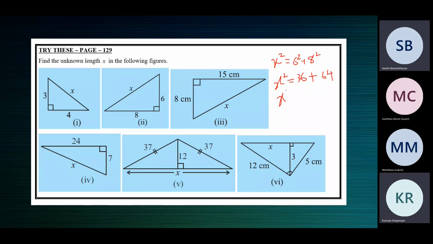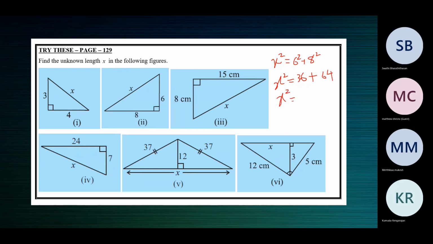So x square is equal to 100. When x square is 100, it can be written as 10 into 10, which is 10 square. X square is equal to 10 square, so x is equal to 10. The value of x is 10. There's no unit given, so we'll just write it as 10.